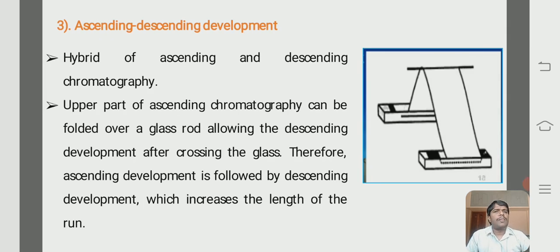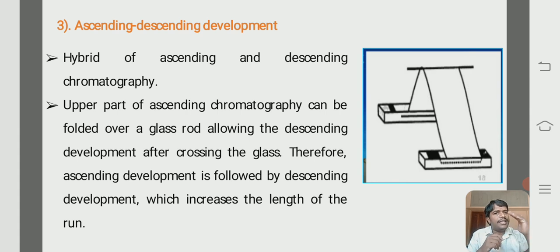Next one is ascending descending development. It is nothing but a hybrid of both ascending and descending chromatography. Here, the upper part of the ascending chromatography paper can be folded over a glass rod, allowing the descending development after crossing the glass.